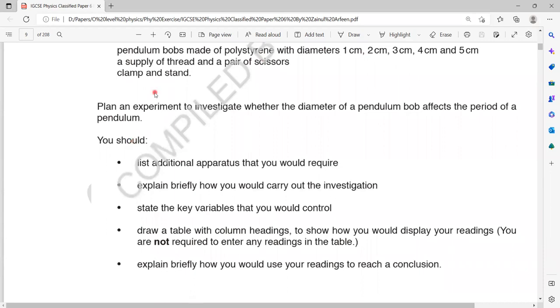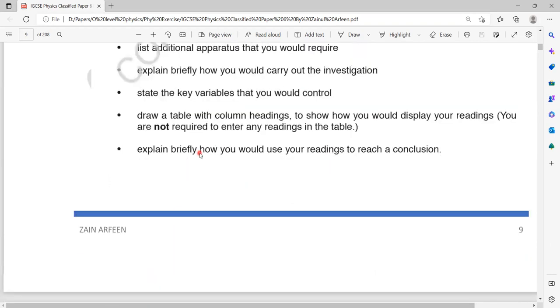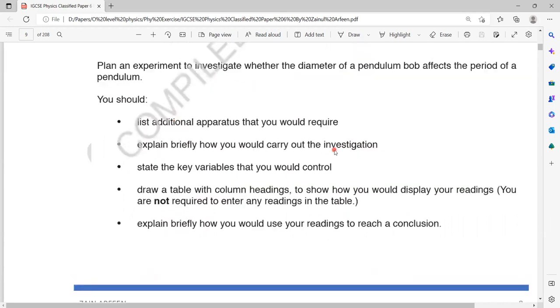Plan an experiment to investigate whether the diameter of a pendulum bob affects the period of oscillation. You have to plan the experiment. Whenever you're writing the experiment, you should always try to answer those points according to the sequence.